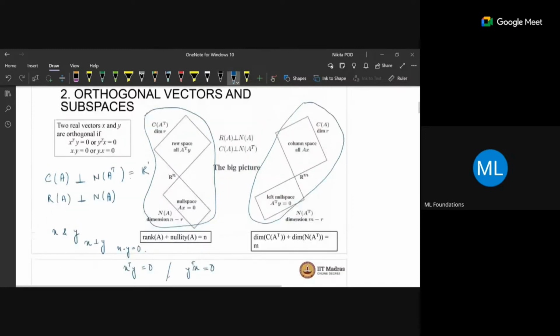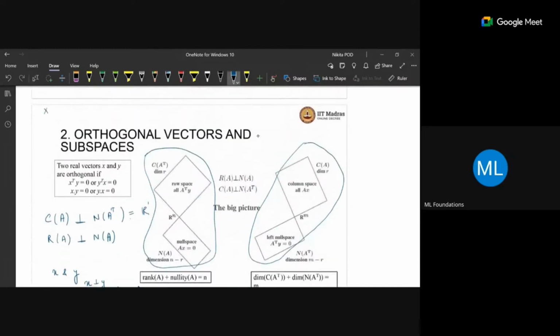So if your x is x1, x2 up to xn, and your y is y1, y2, up to yn. If you have to find the dot product of x and y, what will this be? What is x dot y? This is just x1 y1 plus x2 y2 up to xn yn, right? So it is nothing but x transpose y.